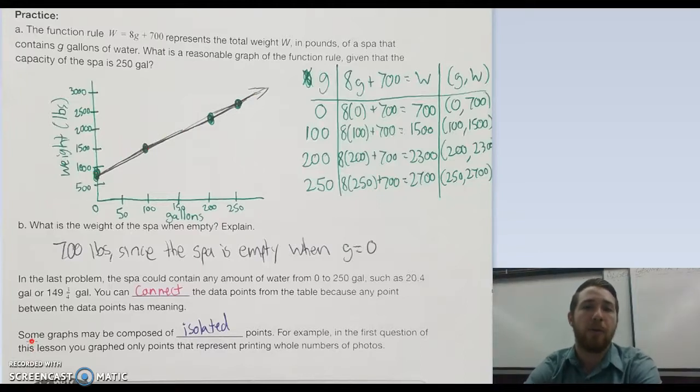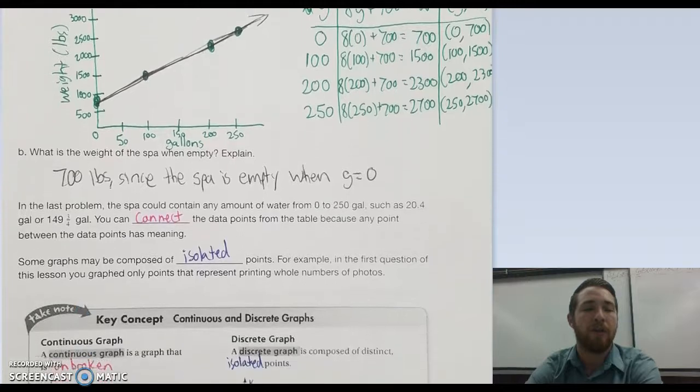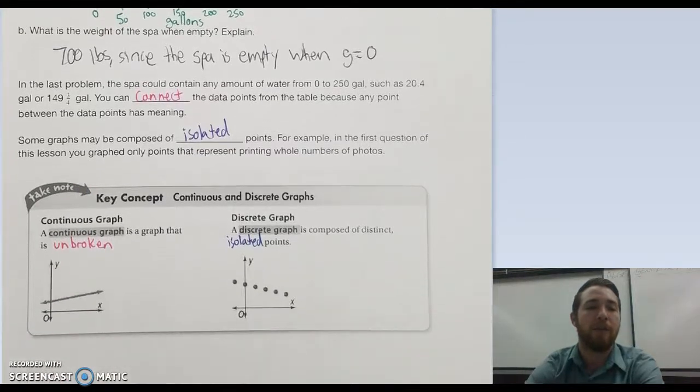But the opposite of that is we could have some graphs that are composed of isolated points. So for example, the first question of the lesson we graphed only points that represent printing whole numbers of photos. So if you solve that question from the very start, that is just only whole numbers. And we see those differences here, and we have terms for each type of graph.